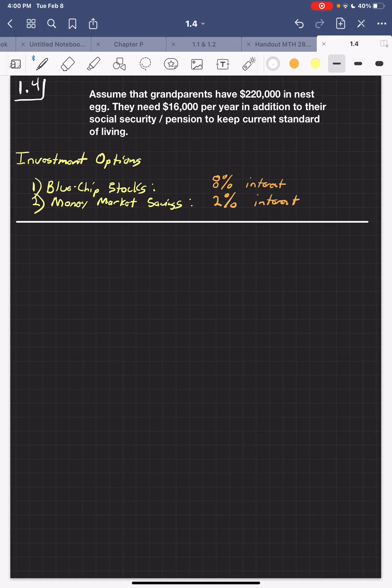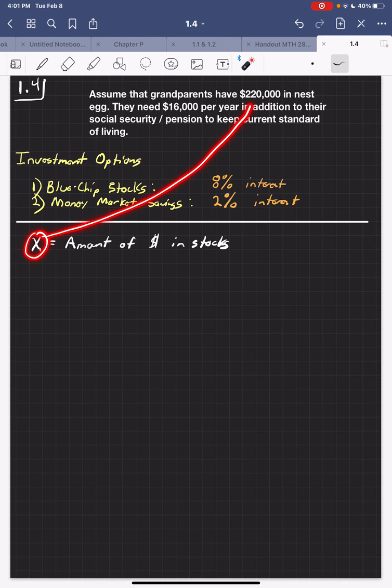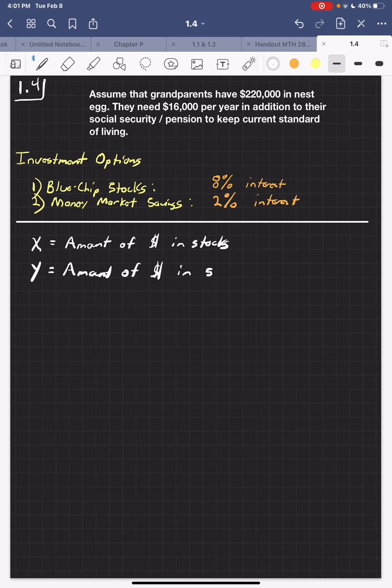Now let's start to figure out how you would answer such a question. Well, first off, let's define some things. Let X define the amount of money invested in stocks, right? Of course, what I mean is X is the amount of the $220,000 that you have invested in stocks. And let Y be the amount of that $220,000 that you place into savings, invested into that money market.